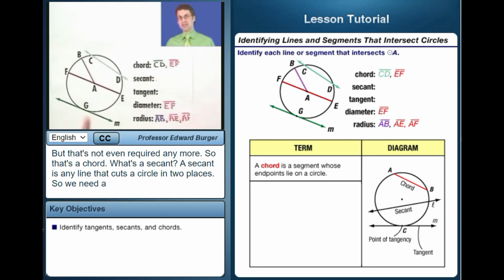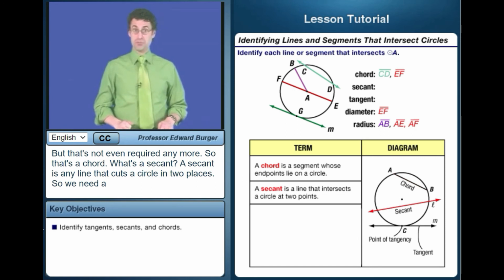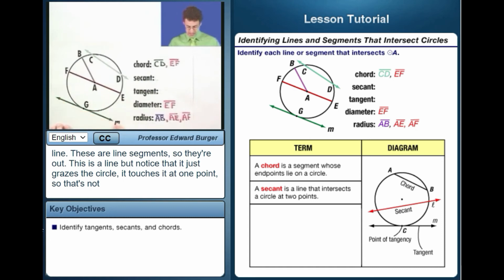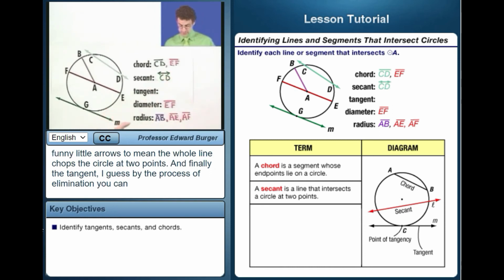What's a secant? Now, a secant is any line that cuts a circle in two places. So we need a line. Well, these are line segments, so they're out. This is a line, but notice that it just grazes the circle. It touches it at one point, so that's not actually considered a secant line. In fact, the only secant line is the line CD, not the line segment, but the line. And remember that I denote that with the little funny arrows to mean the whole line chops the circle at 2 points.